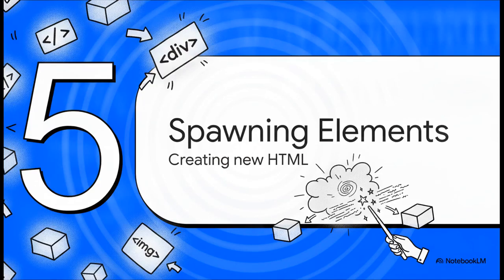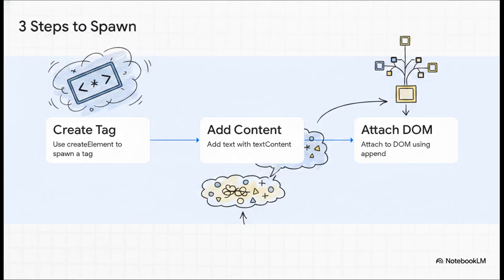All right, Section 5. Spawning new elements. Creating new HTML. This is the part where you feel like you have absolute magic at your fingertips. You aren't just changing what's already there, you're creating brand new HTML completely out of thin air. But while it feels like magic, this brilliantly illustrates how it's essentially just a logical three-step assembly line. Step 1, you use createElement to spawn a blank HTML tag in JavaScript's memory. Step 2, you add content to it, maybe using our old friend textContent.